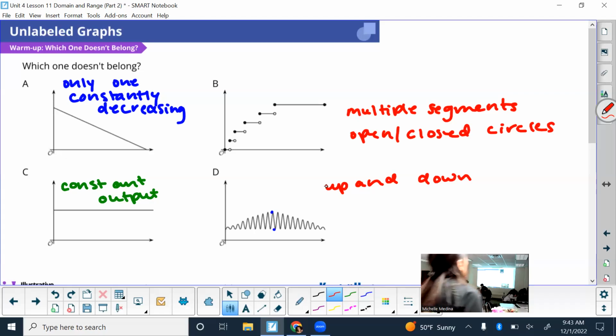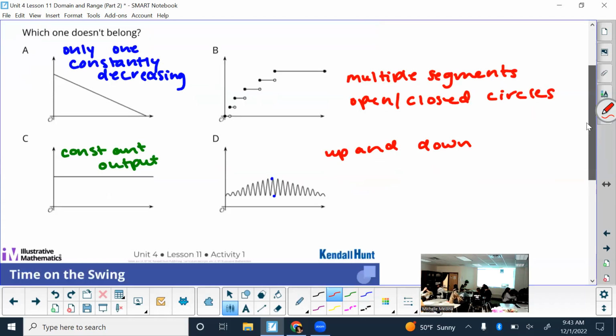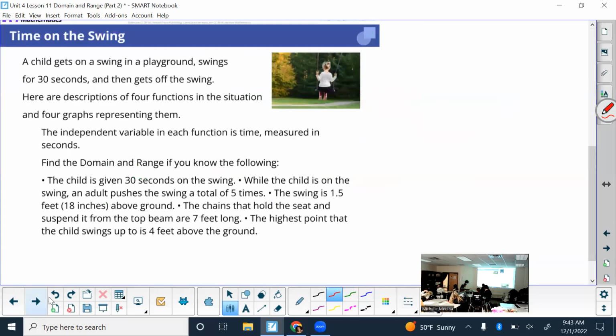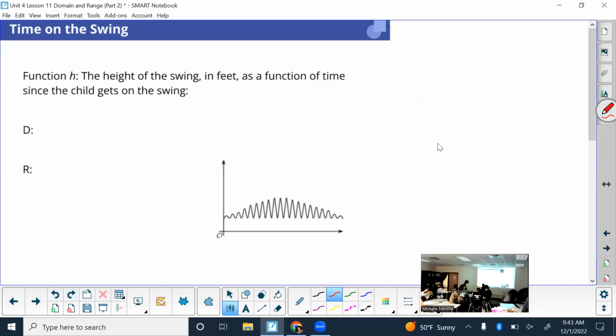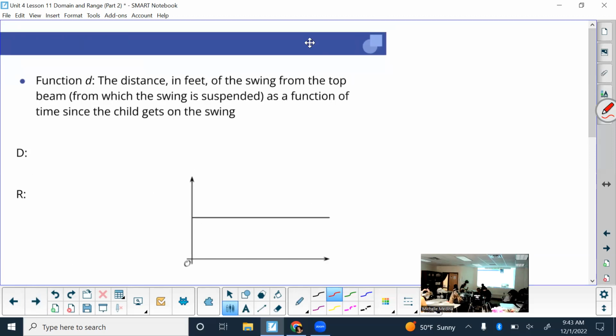We've been focusing a lot on attaching them to real world situations. So that's what we're going to do next. If you notice, you have the graphs also on your paper. They just now have descriptions attached to them. So as you can see, here they are, they have descriptions. For example, that squiggly graph: the height of the swing in feet as a function of time since the child gets on the swing. So each graph represents some sort of different situation about the swing.